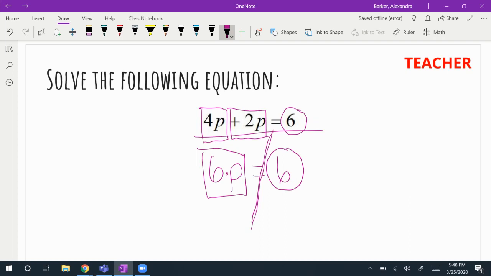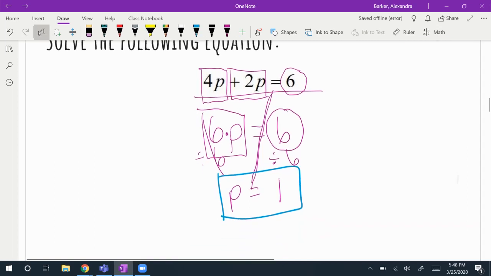Because it's being multiplied, I have to do the opposite of multiplication, which is division. So I'm going to divide by 6. And whatever I do to one side, I have to do to the other side. So I divide it by 6 over here. And 6 divided by 6 gives me 1. So I'm left with p equals 1. All right.